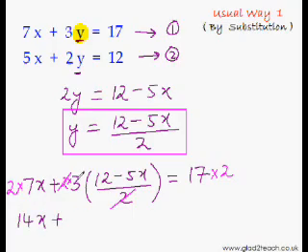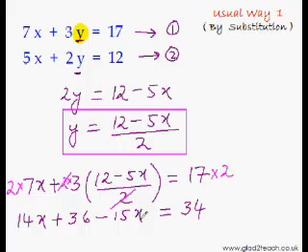and we can open the bracket. This would become 36, 3 times 12 is 36, and this would become minus 15x, and this would become 34. So 14x minus 15x would be minus x, and 34 minus 36 will be minus 2. Now since minus is on both the sides, we can simply cancel it out. And finally, we have managed to find the value of x. x is equal to 2.